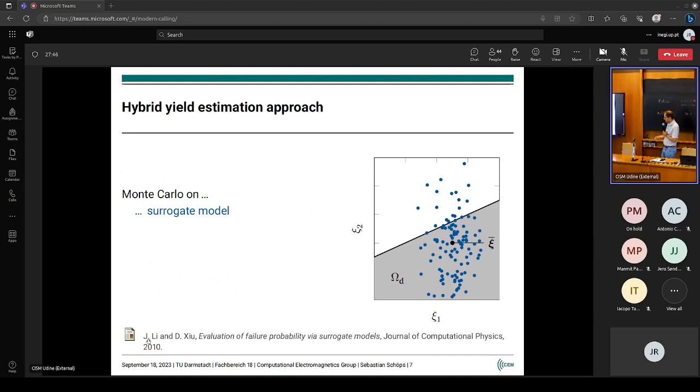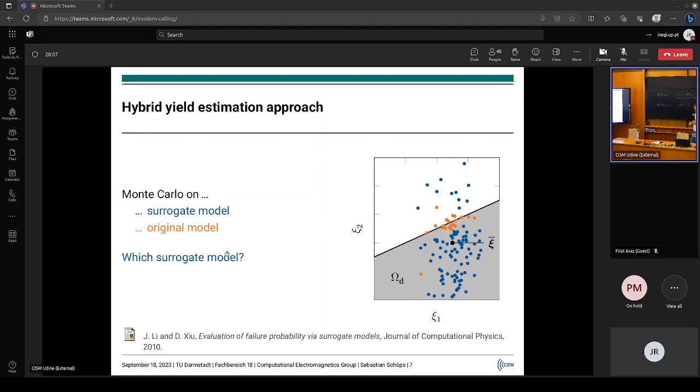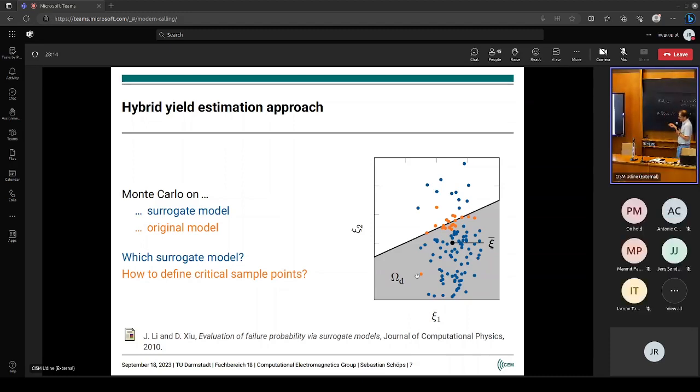And that goes back to ideas from Dongbing Xu and his group. So the idea is that the surrogate model is bad, and the pure Monte Carlo method would be good, but it's very expensive. So the idea they came up with was the following: you evaluate only a subset of the original model, and then you use a surrogate model for the others. But then the question is which kind of surrogate model you can use, and what are the so-called critical samples, the ones that you actually evaluate on the original model, and for which ones you can use your surrogate.